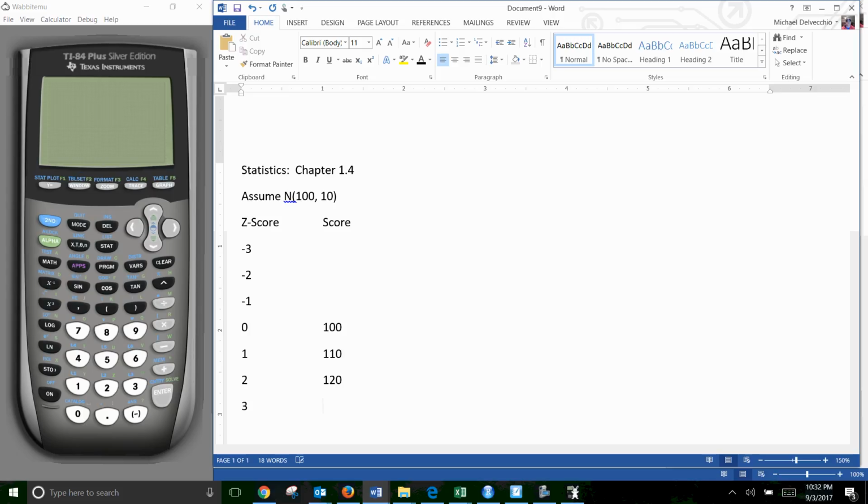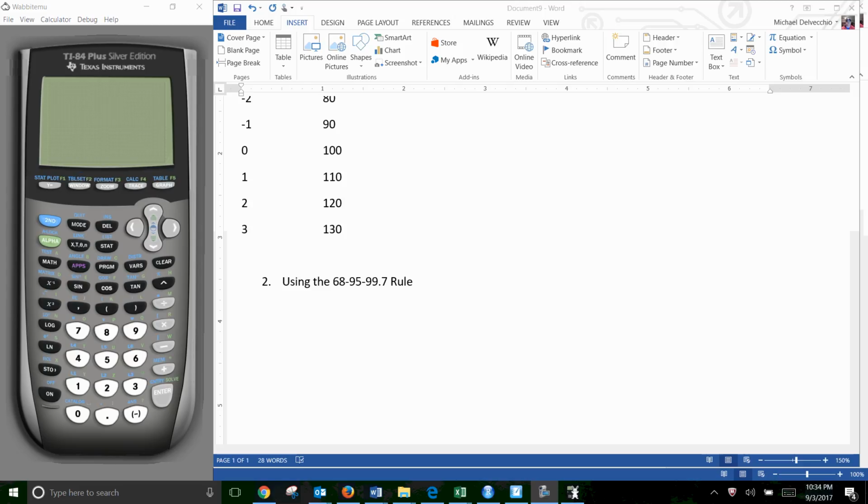Up one more time, it'll be 130. And if we're going in the opposite direction, less than the mean, we're going to be subtracting 10. So 90, 80, and 70. So that's how you could do that first one.